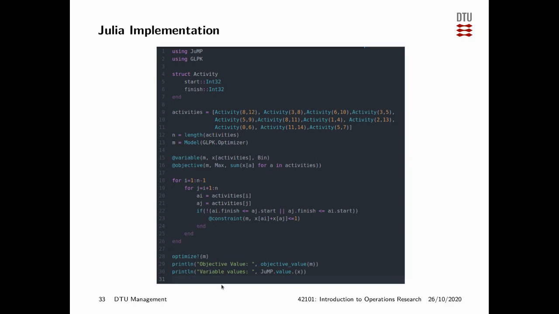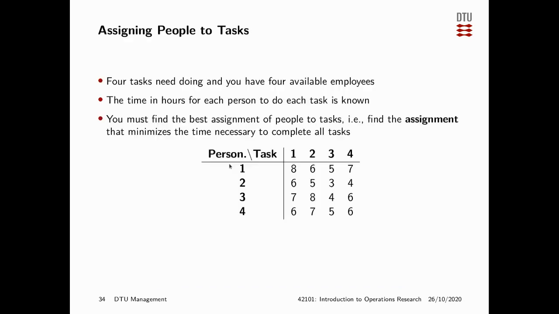Okay, I optimize the model and I can print this solution. So if you were to run this, you would get the optimal solution that we just looked at. Okay, that ends part 2 of the lecture, and in part 3 we're going to consider another example.